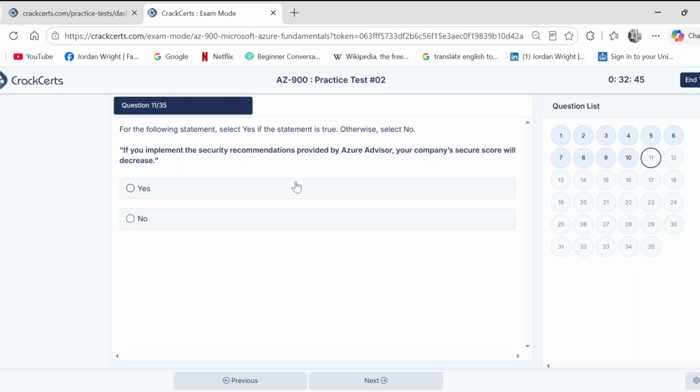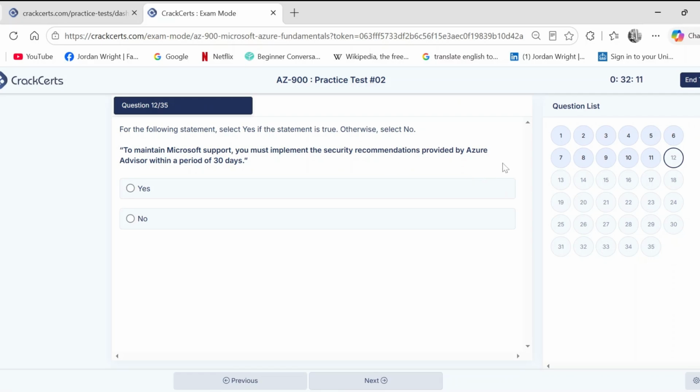Okay. So if you implement the security recommendations provided by Azure Advisor, your company's score will decrease. No, no. Obviously, it's a yes. I think it's a yes. I would say 100%. It's the highest percent.